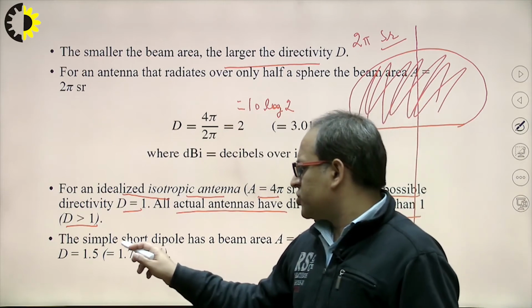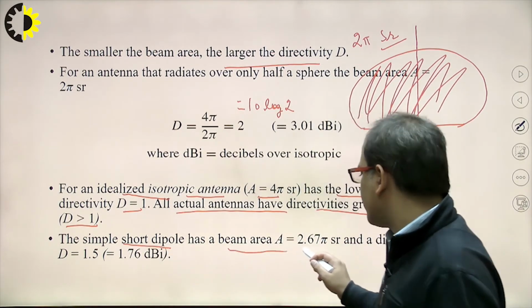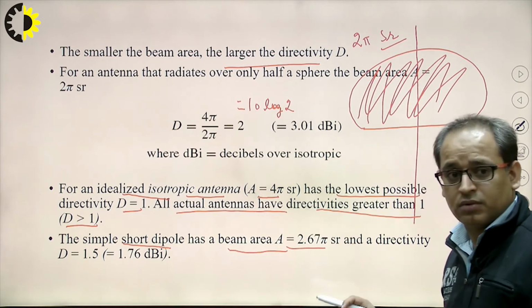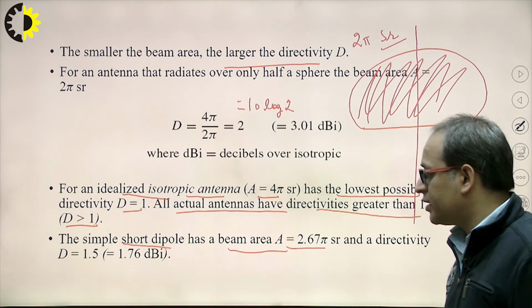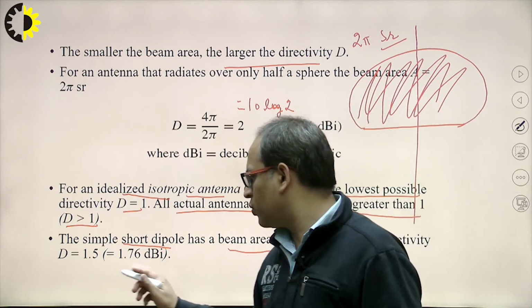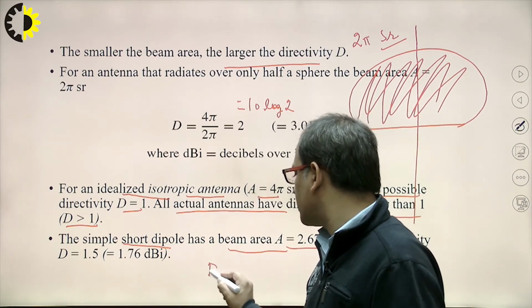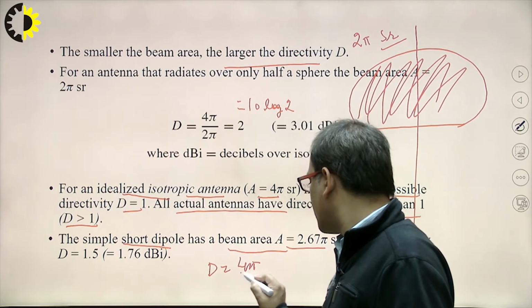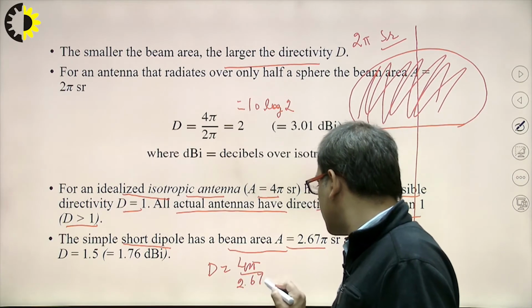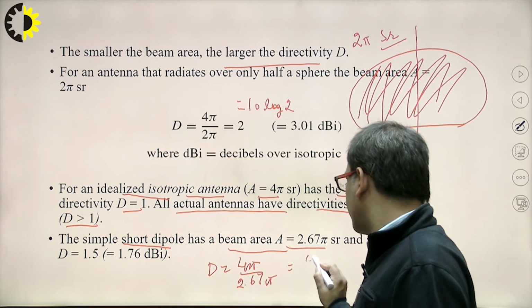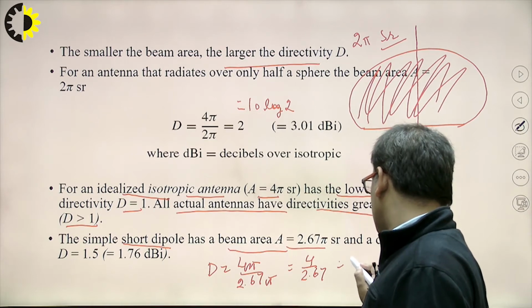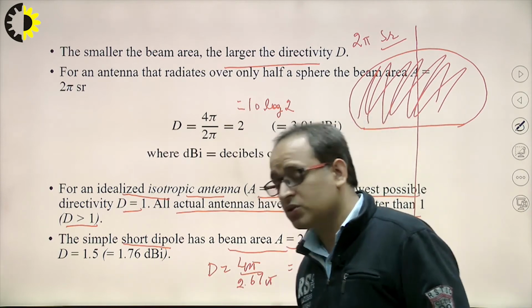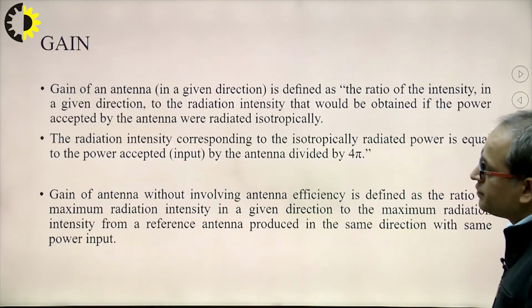Now the simple short dipole antenna has a beam area observed to be 2.67 pi steradian, and its directivity will come out to be D equal to 1.5. You can say D equals 4 pi upon 2.67 pi, which is 4 upon 2.67, approximately equal to 1.5, and that is equal to 1.76 dBi.